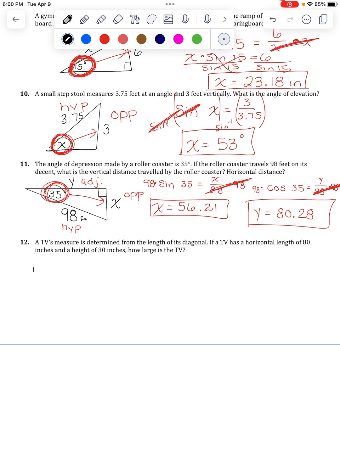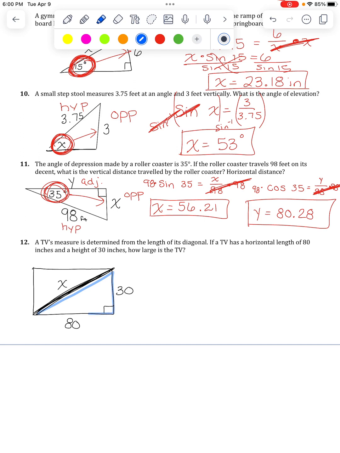Final problem says a TV's measure is determined from the length of its diagonal. So if I have a TV, TVs look kind of rectangular. The diagonal is how you measure a TV. If a TV's horizontal length is 80 and its height is 30, how large is the TV? In other words, what is this length?